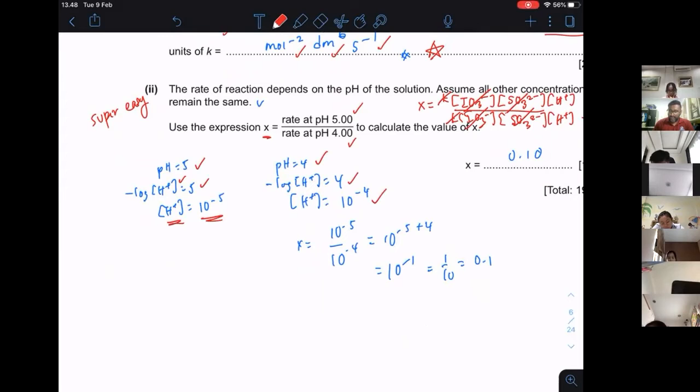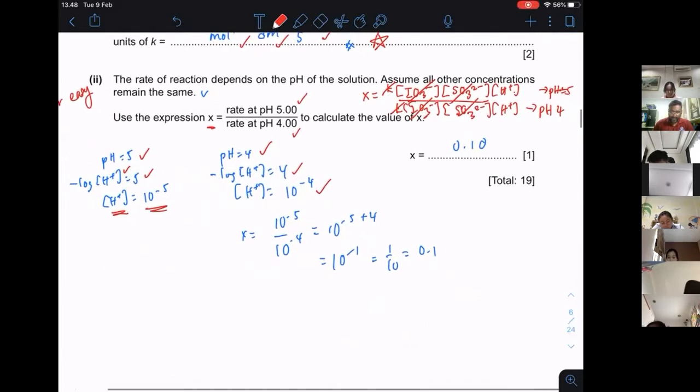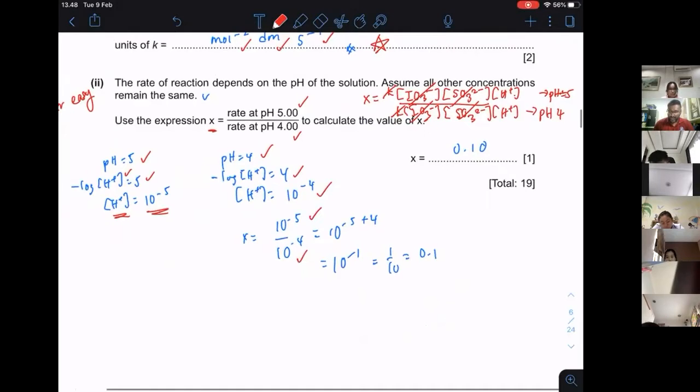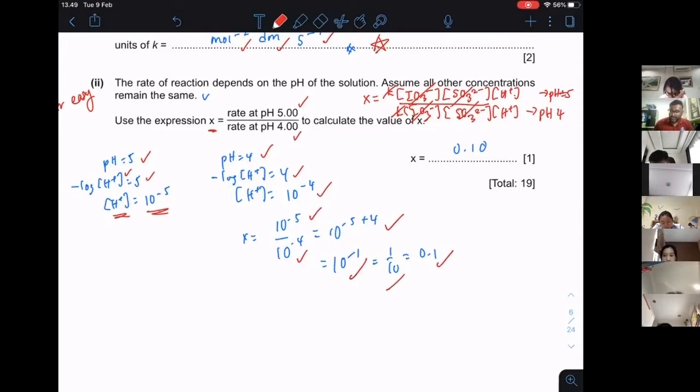So if I want to find the X, just put the concentration of pH 5. pH 5 is this one, 10 negative 5, divided by 10 negative 4. And you are going to get 10 to the negative 5 plus 4. Then you are going to get 10 negative 1, which is 1 over 10, which is 0.1. If you want to put 0.1 it is okay, but in the marking key they put 0.10, up to you. Normally they put 2 decimal places. If you want 3 significant figures, I think if you put it like this, it will be too weird. So either 0.10 or 0.1 should be okay, as long as you show the working. Anyway, it's only 1 mark.